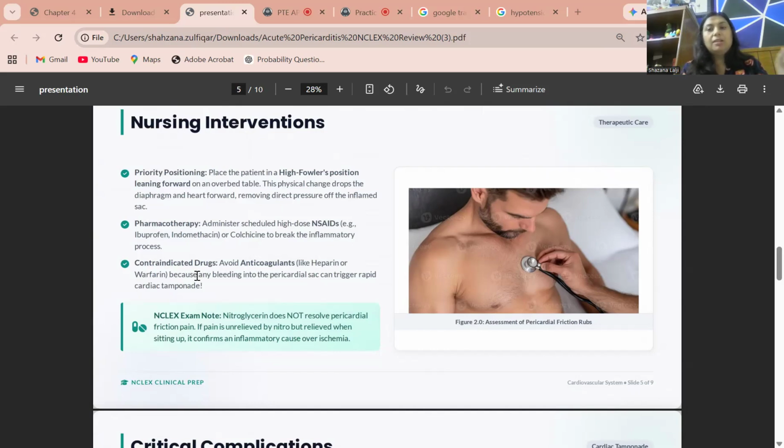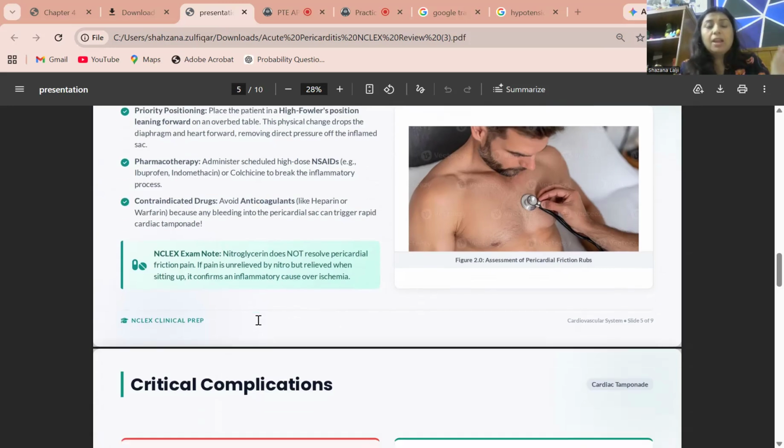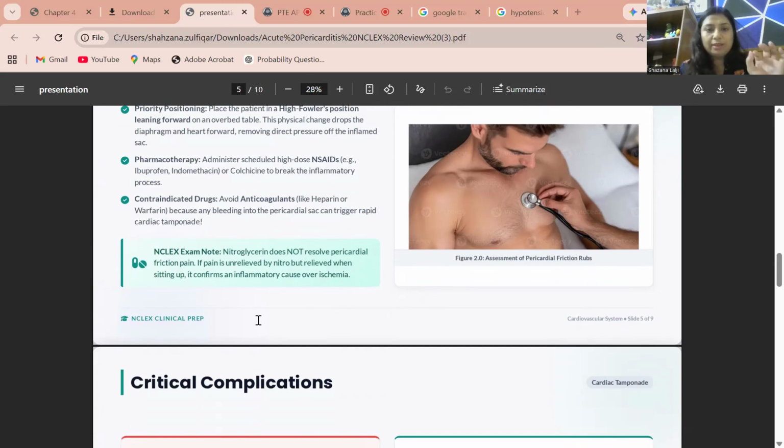The third thing that the nurse needs to remember is contraindicated drugs. Avoid giving anticoagulants like heparin, and morphine, because any bleeding into the pericardial sac can trigger rapid cardiac tamponade. Just remember this point, as they will try to trick you here. Never ever give anticoagulant drugs when the patient has these symptoms, because the patient can eventually go into the complication that is cardiac tamponade.